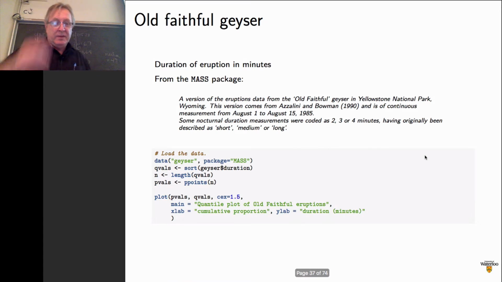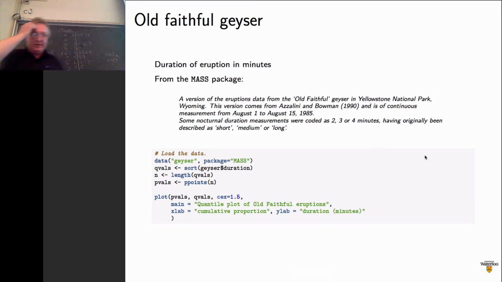All right? So here's a different data set. This is from the MASS package. This is the Old Faithful geyser in Yellowstone National Park. And what we have are measurements of the duration of the geyser. How long did the geyser blow? So geysers, everybody knows what a geyser is? Right, good. So how long does this water spout last? Right, so that's the duration of it.